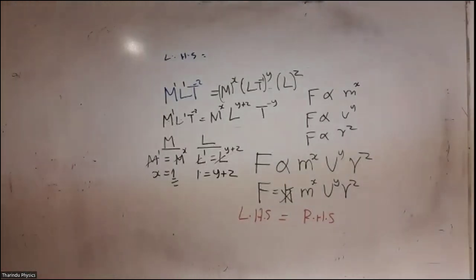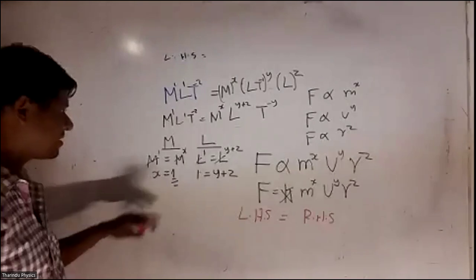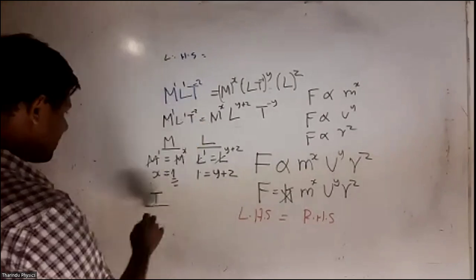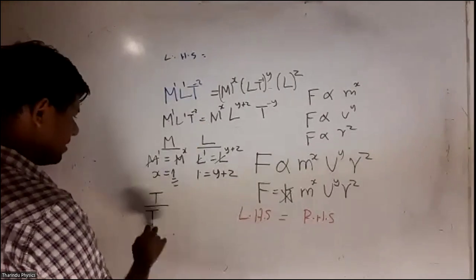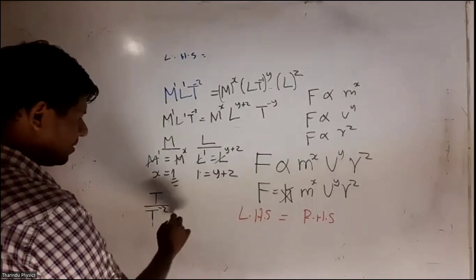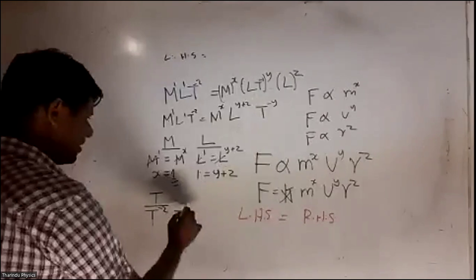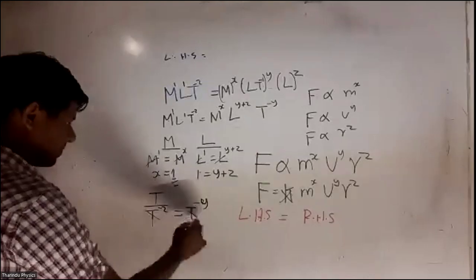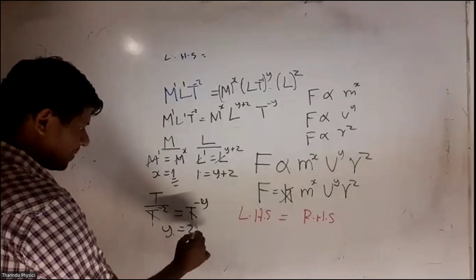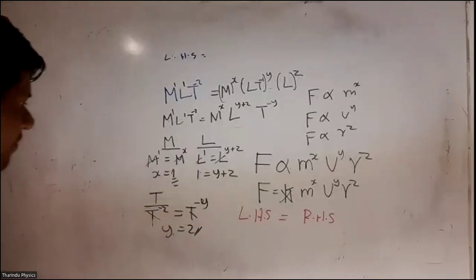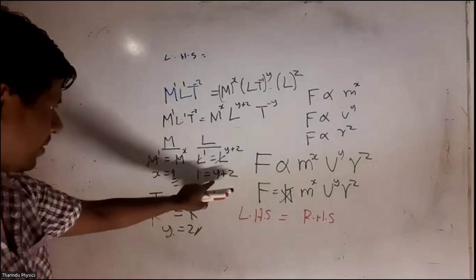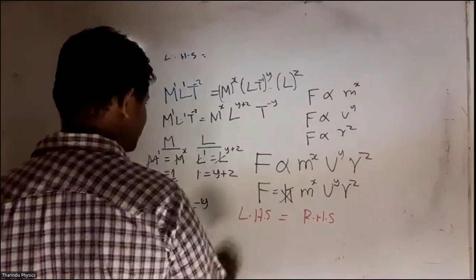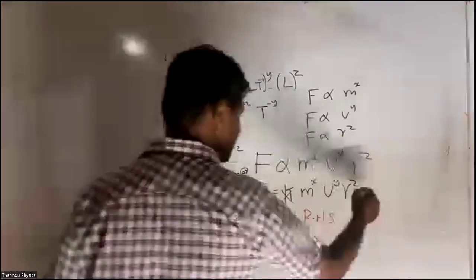That's it. Now you have to check for the dimensional correctness of time. In terms of time, T to the power minus 2 should equal T to the power minus y. So y equals 2. It is a plus 2 because minus and minus cancel off. Now you know the value of y. Going to apply that here. It is like equation number 2. This is equation number 1.